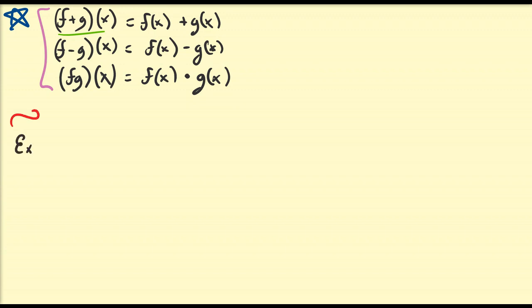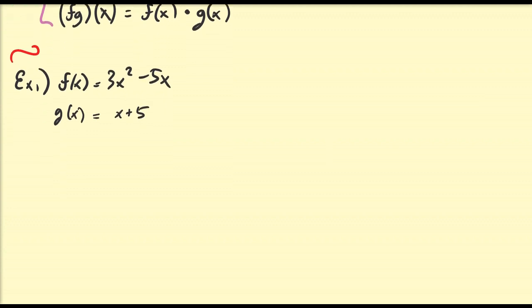So as our first example, let us assume we have f of x to be equal to 3x squared minus 5x. And let's assume that we have another function g of x, which is equal to x plus 5. So let's define some things. All right, so let's calculate f plus g first.